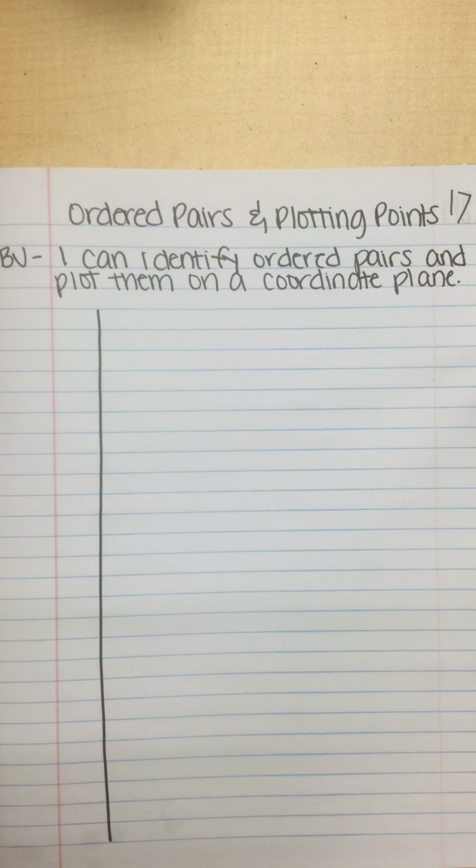So what I need you to do first is go ahead and add this into your table of contents. Make sure your title says ordered pairs and plotting points. Make sure you put today's date, and then you also put your next available page number. So we're probably all at different points, so make sure that your page number matches the page you are actually putting these notes on. You may go ahead and pause the video while you do that.